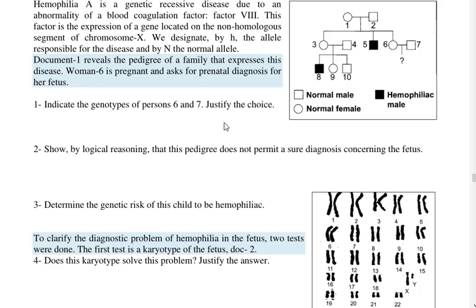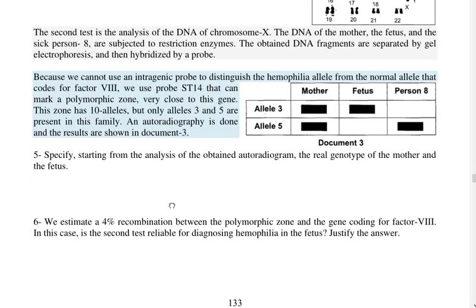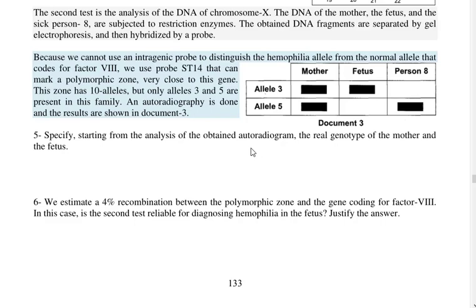Right. So we want to know if the mother 6 is carrying XH. We want to know if the fetus has XH. We are searching in the mother of the fetus for the same gene located on the non-homologous part of X for the sick person 8. That's why we choose 8. Yes. The obtained DNA fragments are separated by gel electrophoresis and then hybridized by a probe. We know what the meaning now of hybridized by a probe.